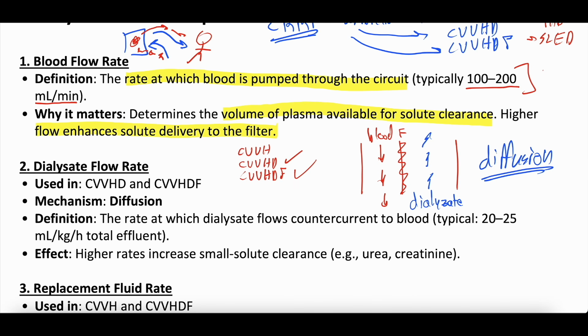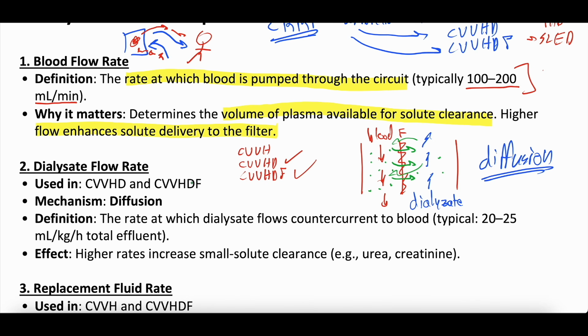gradient. So if we were just to make this simple, let's say you have 1, 2, 3, 4, 5, 6, 7, 8, 9, 10 solutes in your blood, and you have 3 solutes in your dialysate. Those 10 solutes in your blood are going to diffuse down the concentration gradient past this filter into the dialysate. And it happens the opposite way too if you wanted it to. You could have more concentration in your dialysate of, say, bicarbonate, and that bicarbonate should actually diffuse into the blood. So it works in both directions. It just goes down the concentration gradient.